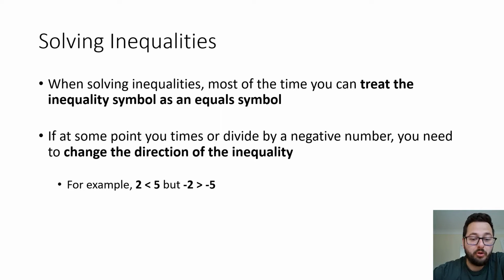So for example, we've got 2 is less than 5, but if I wanted to times both sides by -1, I'd get -2 and -5. Well, -2 is more than -5, so this inequality symbol has to get flipped. But the rest of the time you can just treat it like an equal sign.